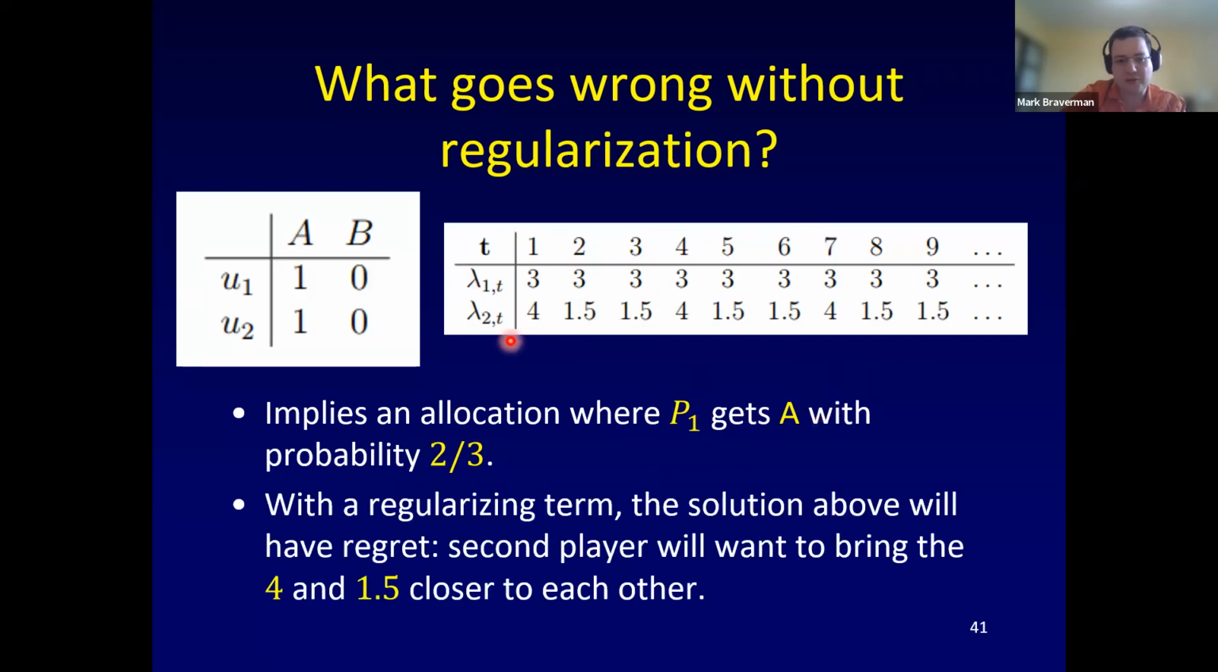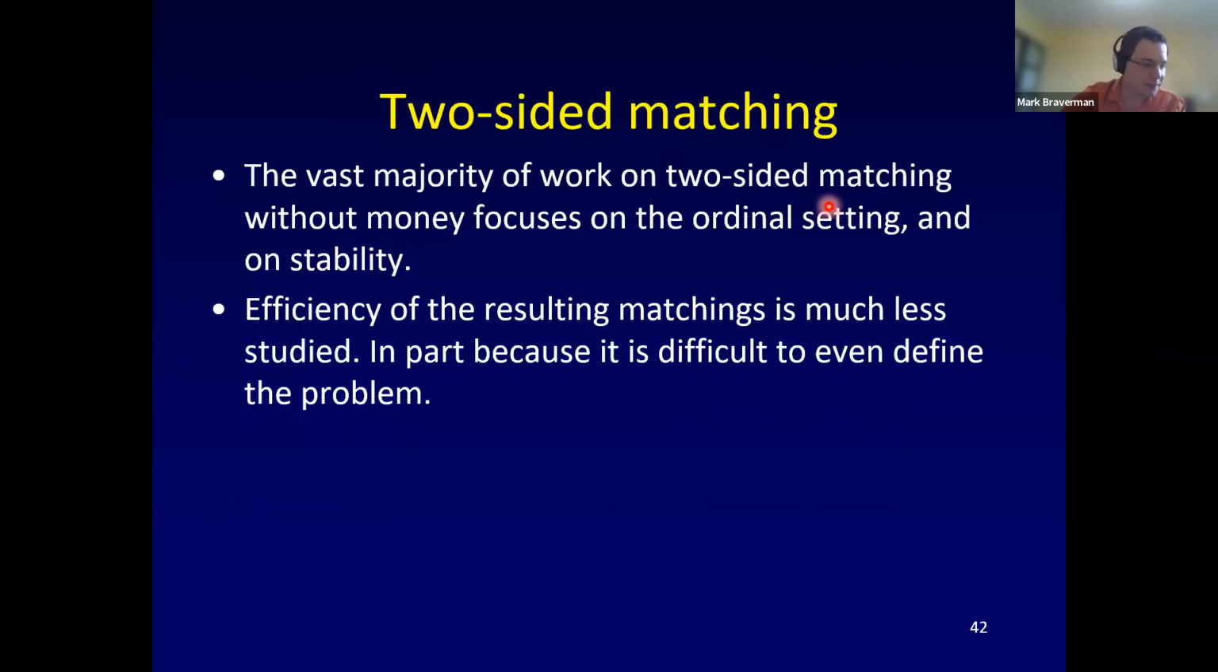But if you add even a small regularizer, this becomes an infeasible solution, because the second player, because of the regularizer term, will be nudged in the direction of making their bids equal over time. So the best response to 3, if you have a regularizer, is 3 plus or minus epsilon and not 4 and 1.5. So with a regularizer, this is no longer a low regret solution.